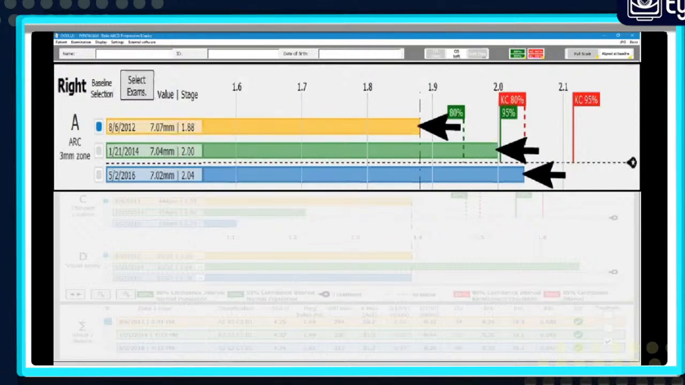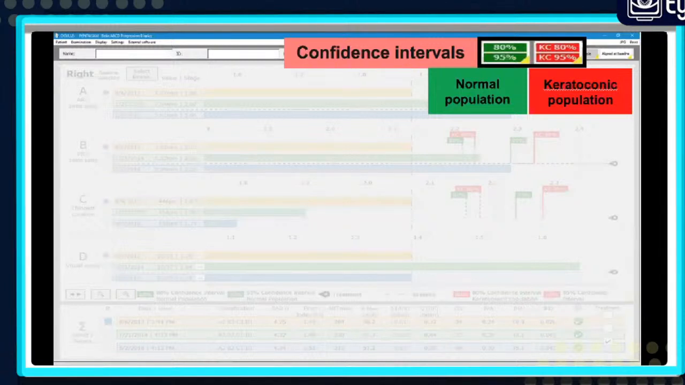So if you look at the black arrows, you can easily visualize and compare how much the values have increased over a series of follow-ups. So to determine if there is significant progression, you have to look at 2 sets of confidence intervals, and you will compare your values with these confidence intervals.